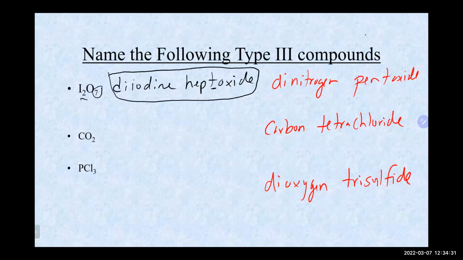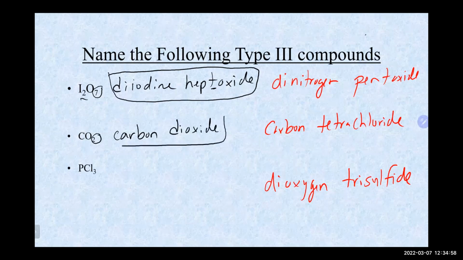Same thing if we look at the next one, CO2. Carbon is a nonmetal, oxygen is a nonmetal, so we can just roll right into naming it. There's only 1 carbon, which means the prefix would be mono, but we do not use that on the first name. So we would just use the whole name, which would be carbon. There are 2 oxygens, so the prefix for 2 is di, and that would be dioxide. So carbon dioxide in this case. Any questions on those 2?